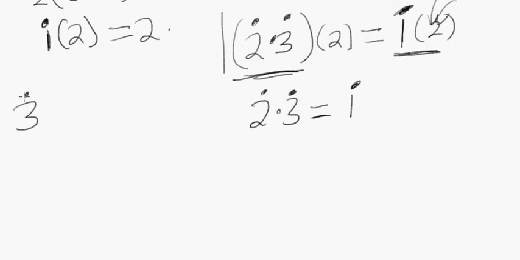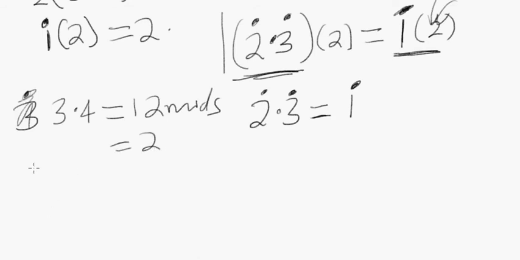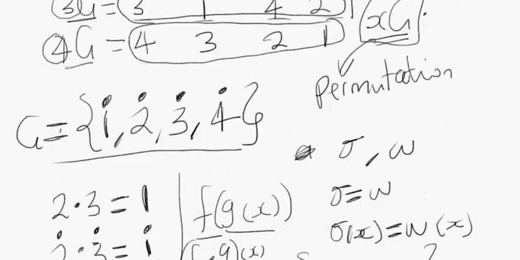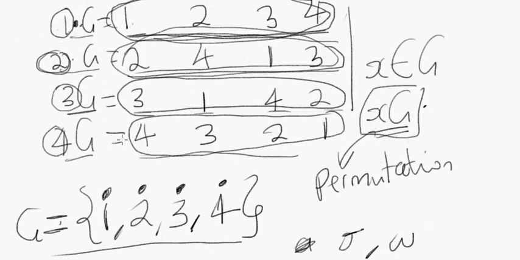So for example, if I just gave you 3 times 4, you tell me, if we look at 3 and 4 as numbers, well, that gives us 12. But mod 5, that's just 2. So 3 times 4 equals 2 in this group. What if I viewed them as permutations? That is, I view 4 as this permutation, this reorganizing of things. It sends 1 to 4, 2 to 3, 3 to 2, 4 to 1. And what if I viewed 3 as this permutation here? It sends 1 to 3, 2 to 1, 3 to 4, and 4 to 2.